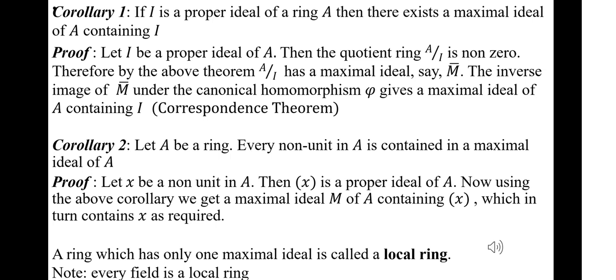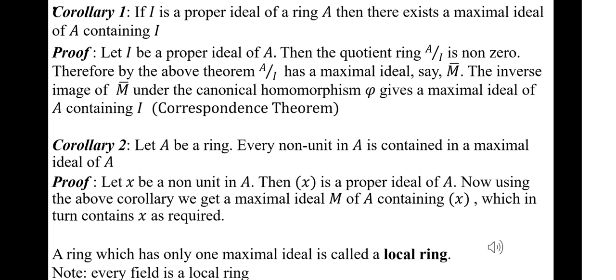As I is not equal to the ring A, if we look at the quotient ring A by I, it is a non-zero ring. And we also know that whenever A is a commutative ring with identity, A by I is also a commutative ring with identity. So we have the quotient ring A by I, which is a non-zero ring now. If we apply the previous theorem to the quotient ring A by I, this ring A by I must have a maximal ideal. We shall call it M bar.